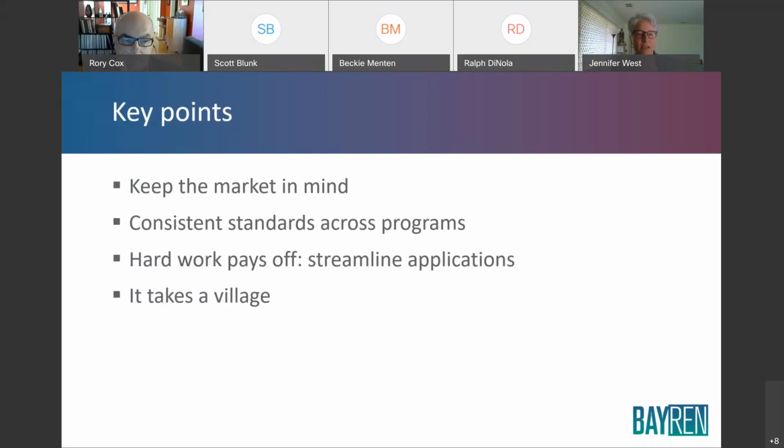My key points, I'll come back to these at the end, but really we've heard this before: keeping the market in mind, having consistent standards across the programs so that layering is easily done. And it's not easy to get a one application entry point basically for the market, but I think the hard work behind the scenes for us will pay off in terms of adoption. And finally, it takes a village, which I know is a cliche, but I think it makes a lot of sense here.